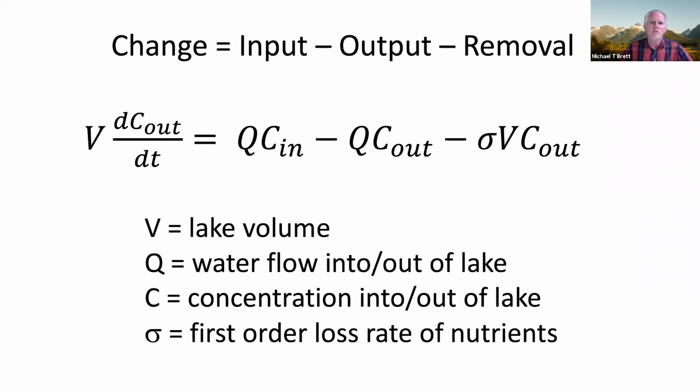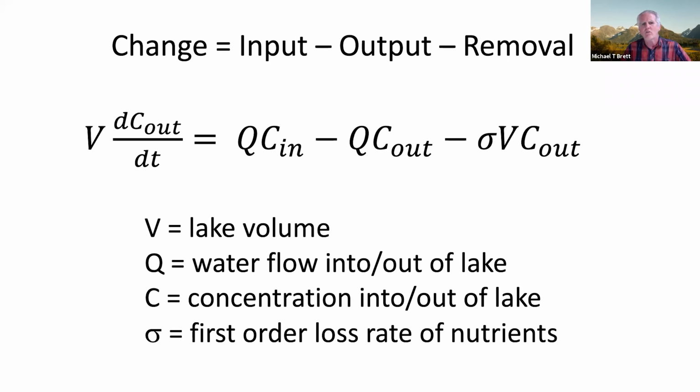And so if we think of this in terms of algebra, we just thought of it conceptually before, but in terms of algebra, the first equation I presented showed you that the change in concentration equals the input flux minus the output flux minus removal. And this ends up looking like this equation here: V dC_out/dt = QC_in minus QC_out minus sigma V C_out. And that looks like a bunch of gobbledygook with a Greek term thrown in there just to help confuse you.